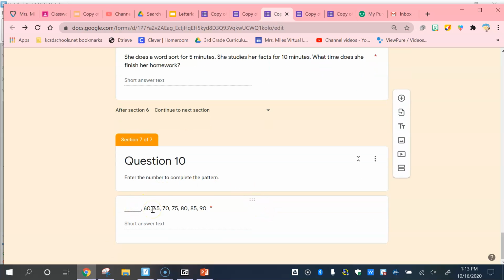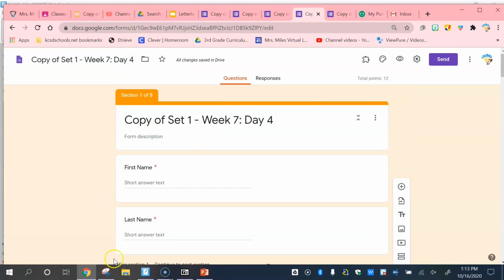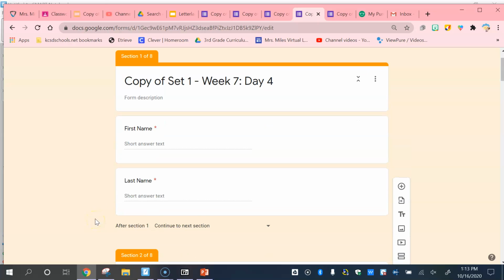Then again, complete the pattern. So we see the pattern going 60, 65, 70, 75 by 5s. So what's 5 less than 60? That is 55. All right, and our last day of morning work, Thursday.